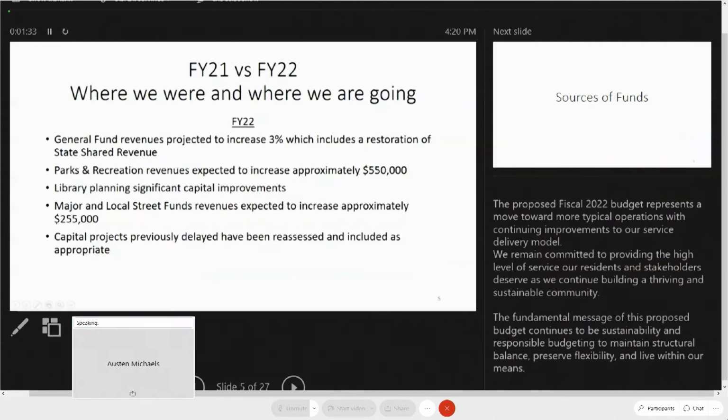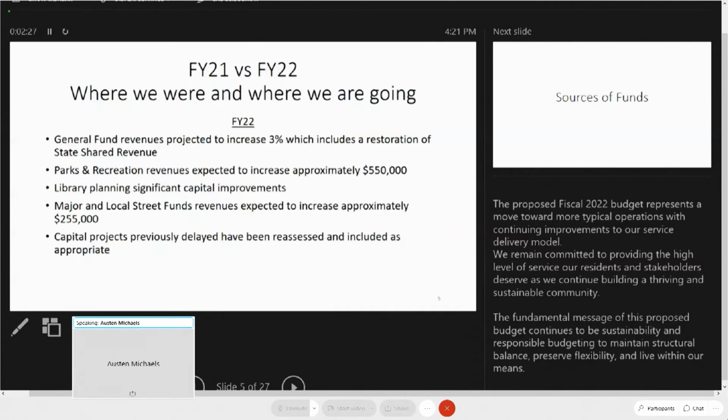Where we're at now and where we're planning on going for the fiscal 22 year, we are in an optimistic position. The proposed budget is a move back towards more typical operations. With continuing improvements to our service delivery model, we remain committed to providing the high level of service that our residents and our stakeholders deserve as we continue building our thriving and sustainable community. General fund revenues are projected to increase by about 3%, which includes a restoration of some of the state shared revenue. Parks and Rec is anticipating an increase of approximately $550,000. The library had put aside some capital improvements, and they are coming back with a gusto. There are some significant improvements that they are planning on doing.